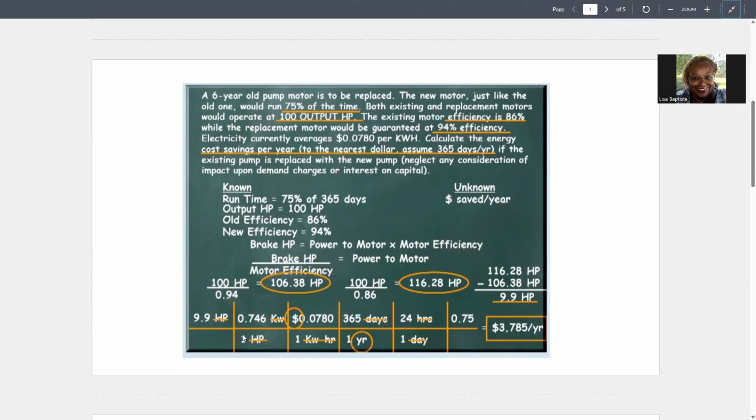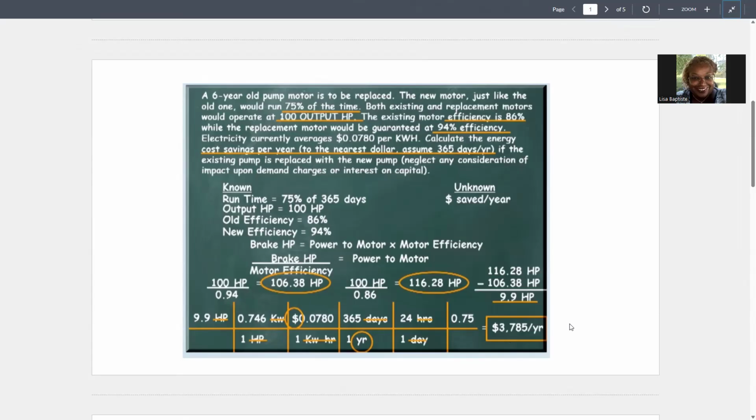And so our HP unit is going to cancel out. The kW unit cancels out. The dollar amount is what we want. Our days are going to cancel out. Our years are what we want. Our hours are going to cancel out. And when we do the math for this, we get 3,785 per year. So that is how much we're saving per year.